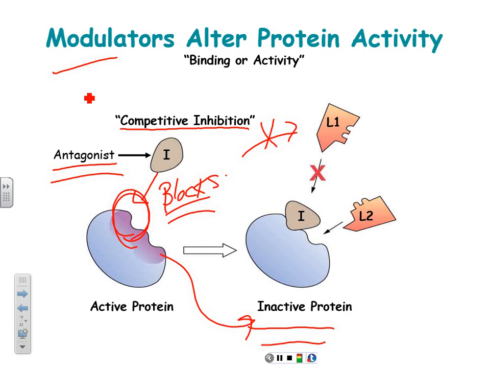The normal ligand is known as an agonist. I'm not going to write it there, I'll write it here. A-G-O-N-I-S-T. This is an agonist. This is an antagonist. It binds to and blocks the active site. This one would bind to and activate the active site. The agonist activates, the antagonist blocks. All right. Competitive inhibition.